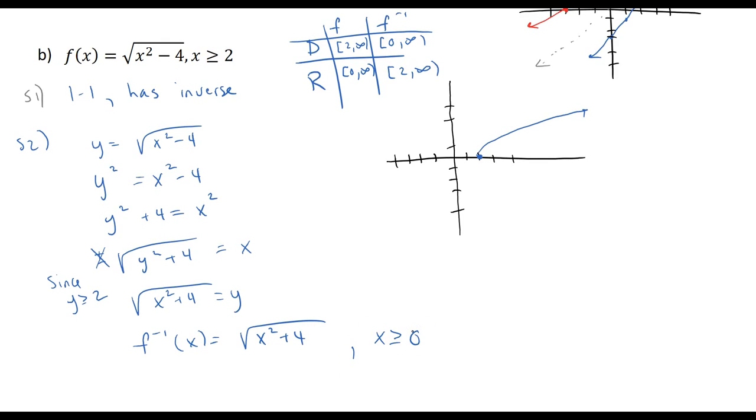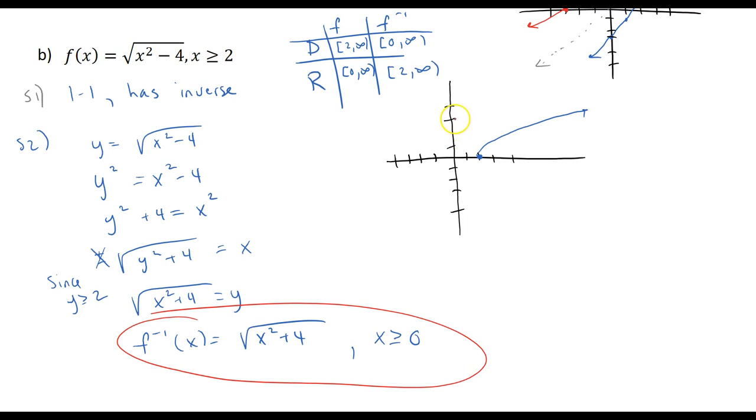So even though the graph of the square root of x squared plus 4 could exist for negative x's, we don't include those because it wasn't part of our allowed domain. So what ends up happening is that the graph of this function only starts at 0, and it ends up looking like this. So that would be my inverse for this problem.